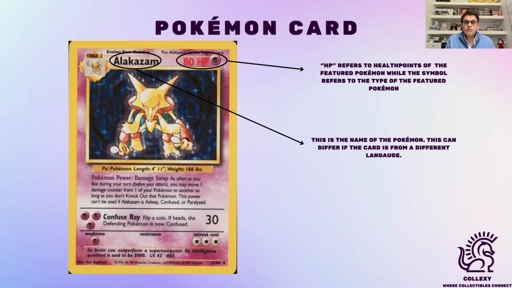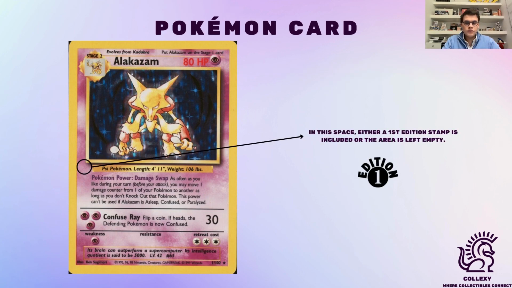Also on the top, you can find the name of the Pokemon, in this event Alakazam. This name can differ based on the language that the Pokemon card was printed in. And on the right hand side, on top of the card, you can find the HP, which is the health points of the Pokemon. In this event, Alakazam has 80 health points, and the type of the Pokemon. In this event, Alakazam is a psychic type, so you see the psychic symbol next to the HP.